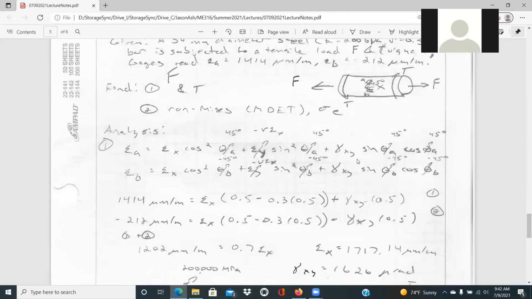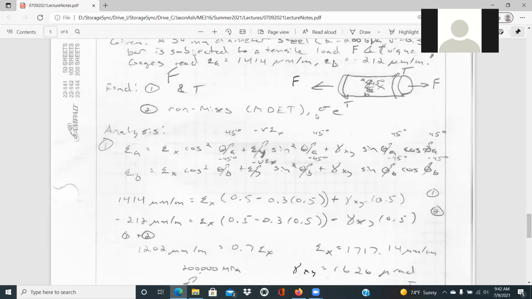But when you look at the strain readings and that correlation to the state of strain at this point, we have strain of A is equal to strain of X cosine squared theta A plus strain of Y sine squared theta A plus gamma XY sine theta A cosine theta A. And strain B is the same thing, except you're replacing theta B in there for those terms.